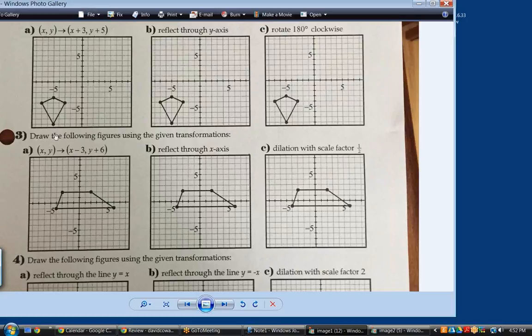So let's forget 3A. 3B, you've shown me, you know how to do that. Could we try 4A? Well, yeah. Before we get to 4A, let's do 3C, because we haven't done 3C yet either. Okay. A dilation.